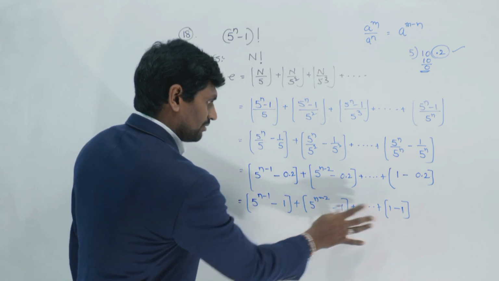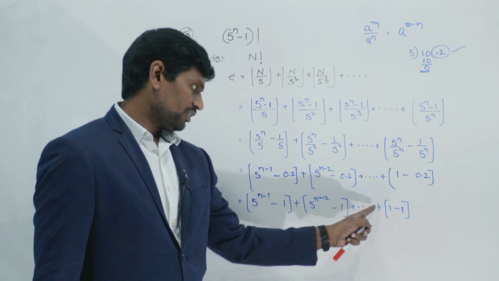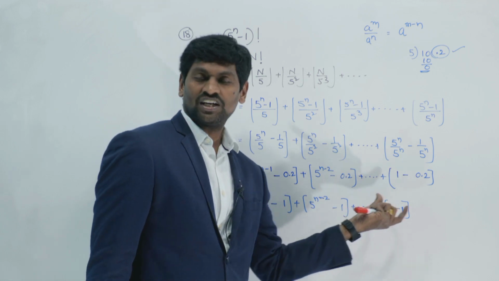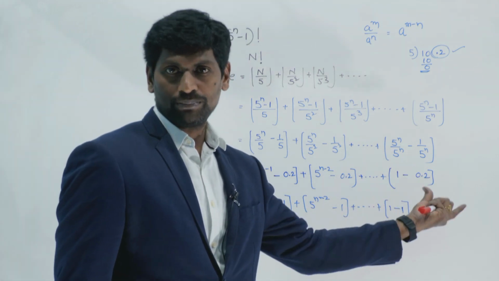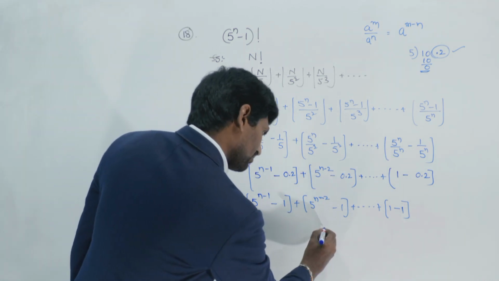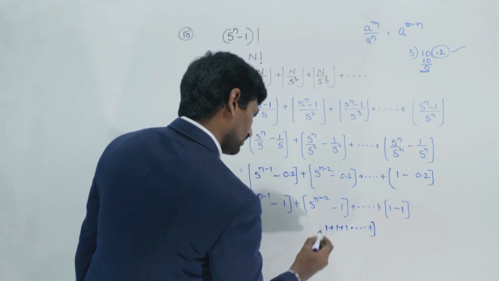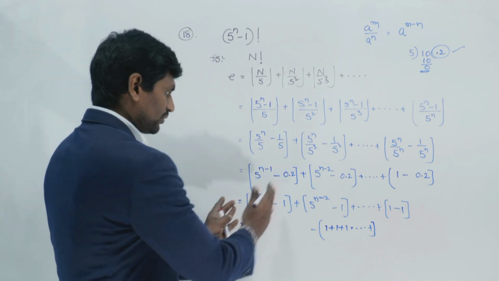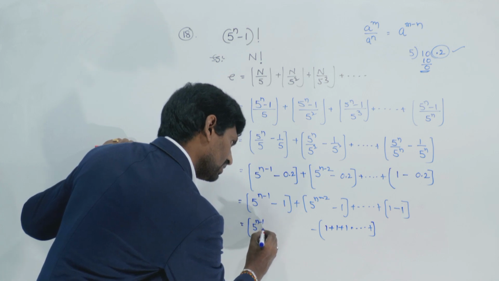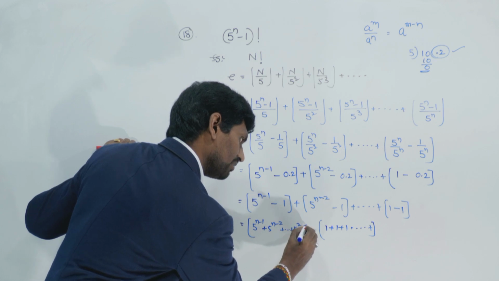Now I am taking the first terms. Here we have 5 power n minus 1, n minus 2, n minus 3 and so on, 5 square, 5 power 1, 5 power 0, until then we will get n terms. In the same way, the ones: 1 plus 1 plus 1 up to n times. I am separating negative terms and positive terms.